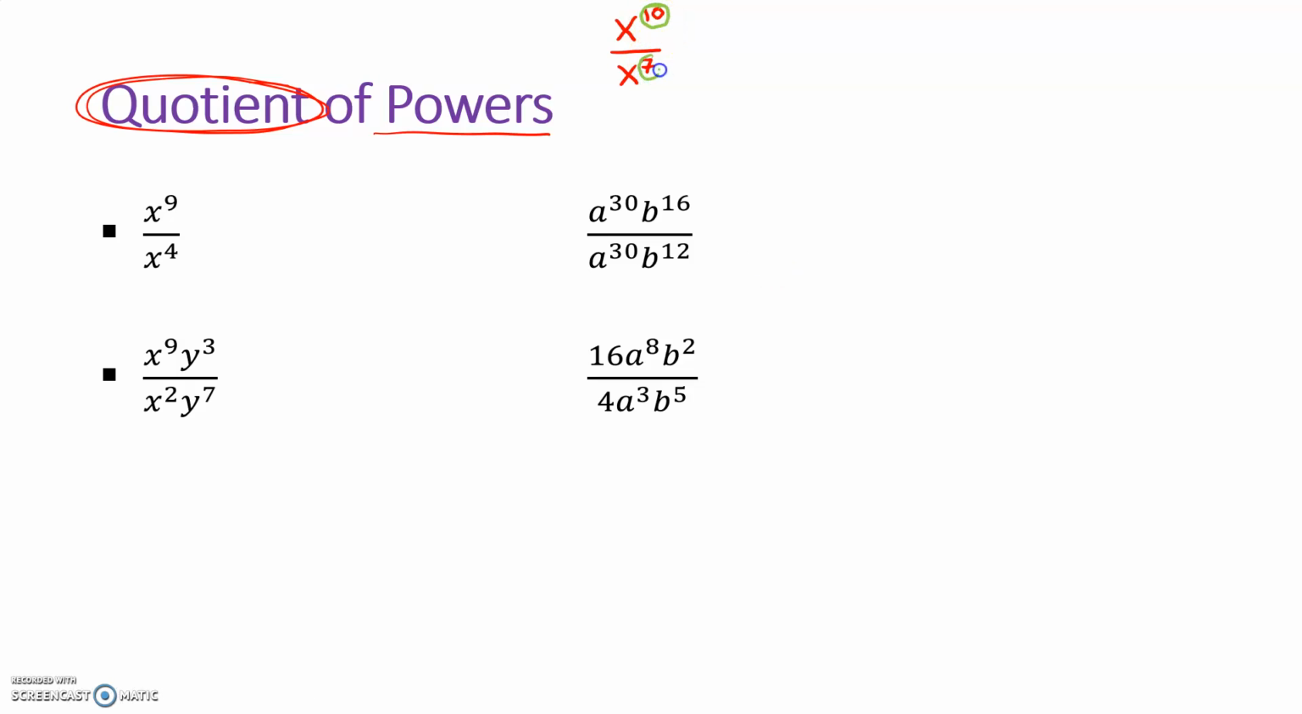What is 10 minus 7? Well, 10 minus 7 is going to give us x to the 3rd power. And again, it's the top minus the bottom, right? So careful. 10 minus 7, so top minus bottom.